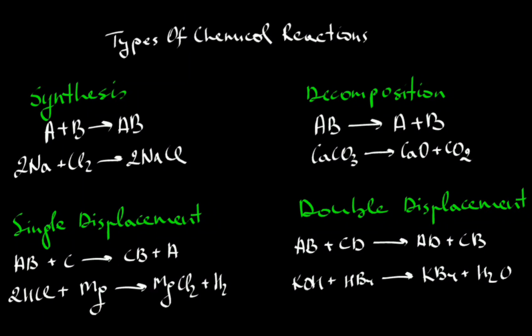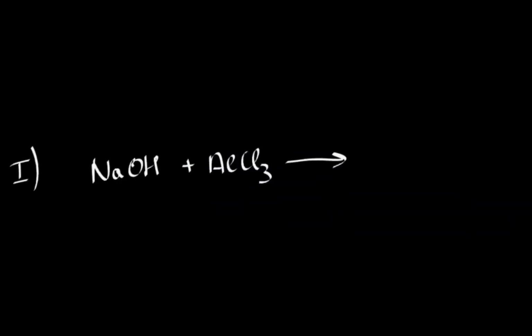Usually, in a synthesis reaction, two elements form one compound. In a decomposition reaction, one compound decomposes and forms two or more products. In a single displacement reaction, reactants are always a compound and an element. And in a double displacement reaction, we have two compounds. So if we look back at our reaction, we can see that two compounds are present. So we know it's a double displacement reaction.